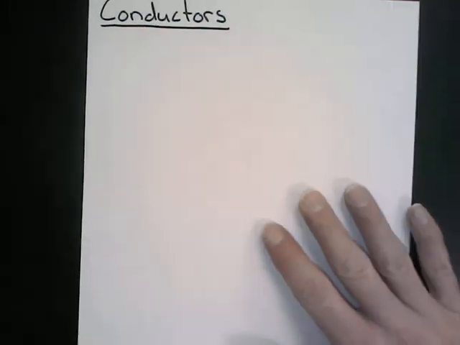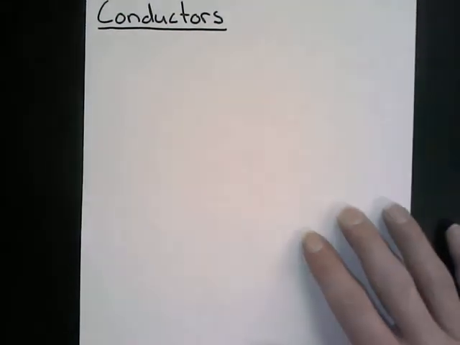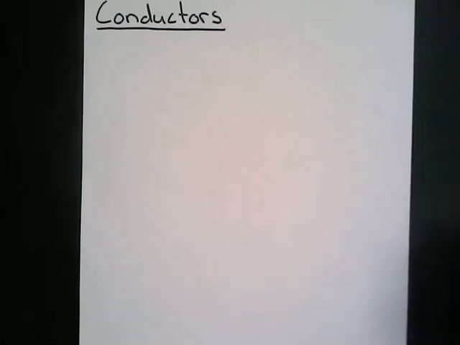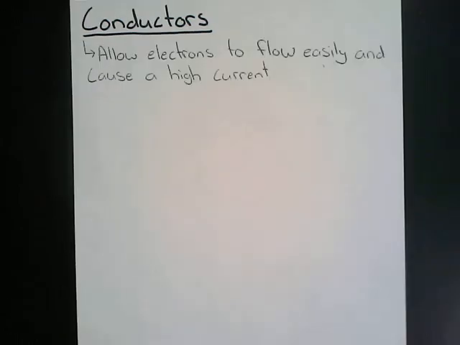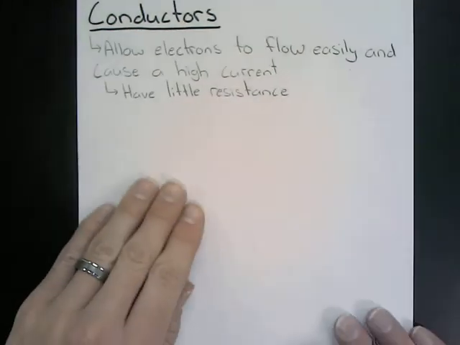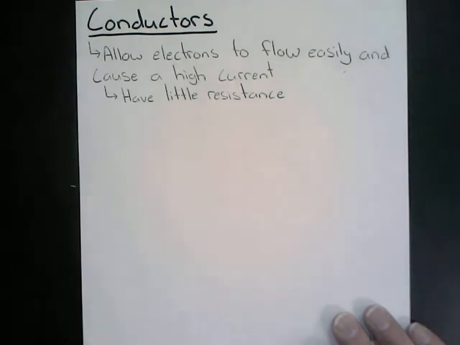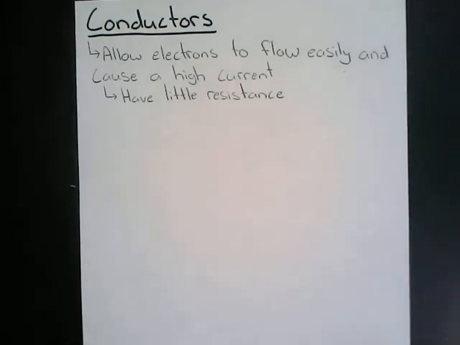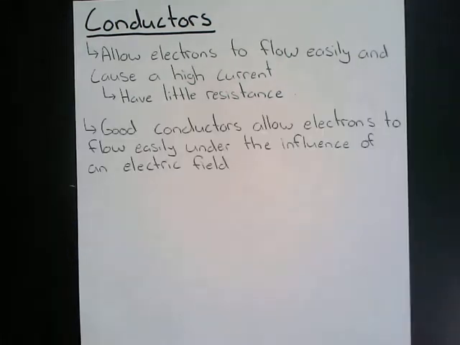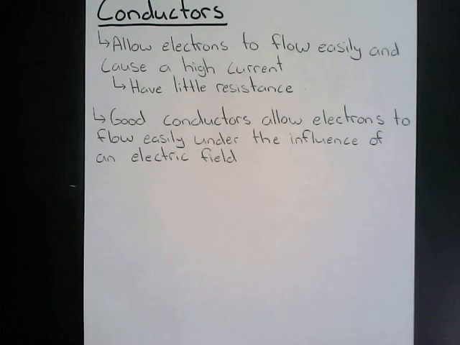Okay, so conductors, remember this. Conductors allow electrons to flow easily and cause a high current. Now, there is little resistance experienced through conductors. It's important to keep in mind that good conductors allow electrons to flow easily under the influence of an electric field. An example of good conductors are metals, because electrons can move freely through them.